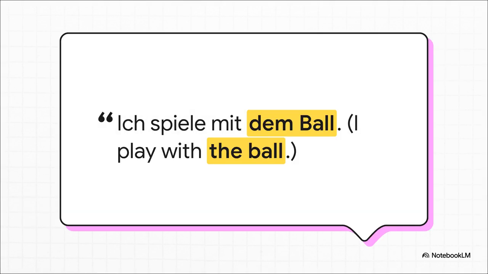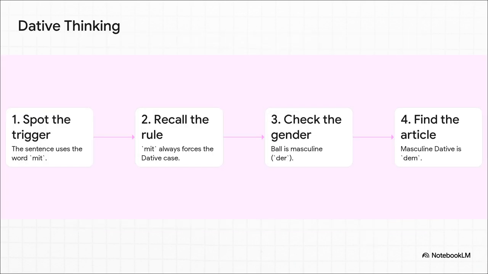So, if we look at a sentence like this, Ich spiele mit dem Ball, I am playing with the ball. The big question is, how do we know for sure that it has to be dem? Well, the process here is actually even easier because the trigger word does all the hard work for you. Step 1, you just scan the sentence and you spot the trigger, mit. Instantly, a little alarm goes off in your head. Dative case required. That's the rule. Then all you do is check the gender. Ball is masculine, and you just find the right article on your mental chart. Masculine dative is dem. See, the trigger is the key.